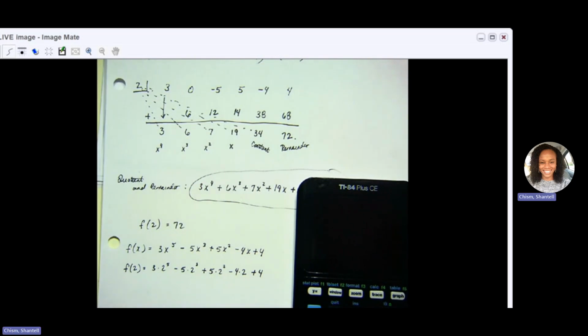Again, the remainder theorem states from the notes, if the polynomial f of x is divided by x minus c, then the remainder is just f at c.